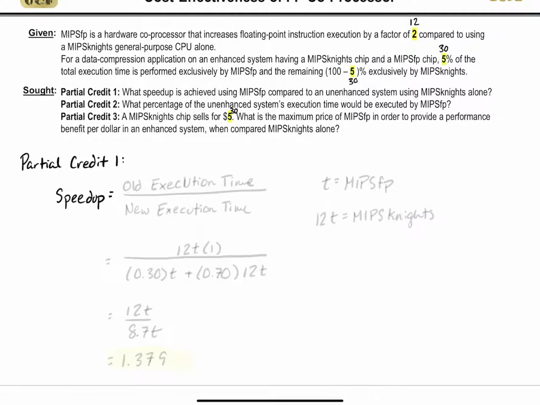I calculated this using the equation of old execution time over new execution time. To calculate this, I just made up a variable t, and t is equal to the execution time of MIPS FP. And because MIPS FP is 12 times faster than MIPS nights, 12t is equal to MIPS nights execution time.